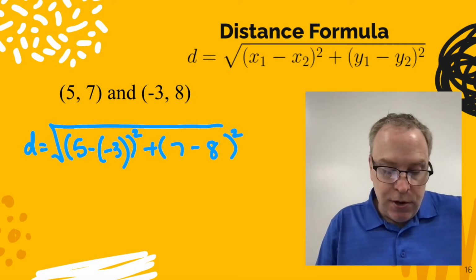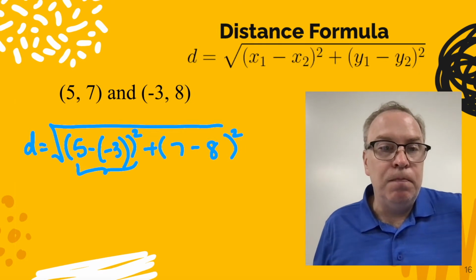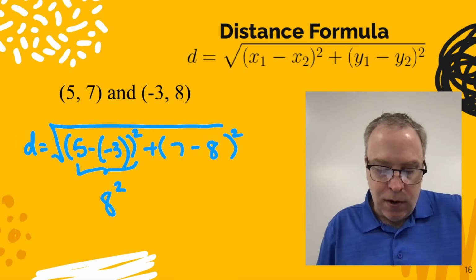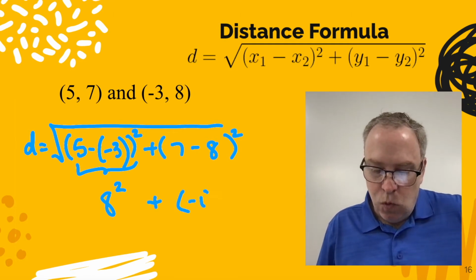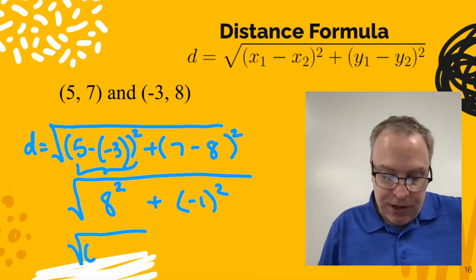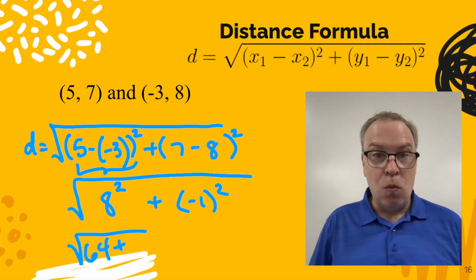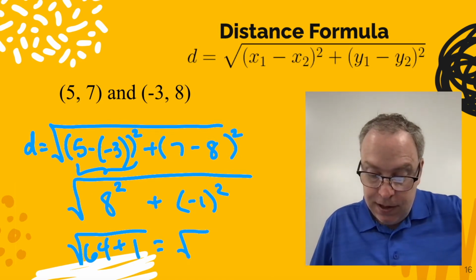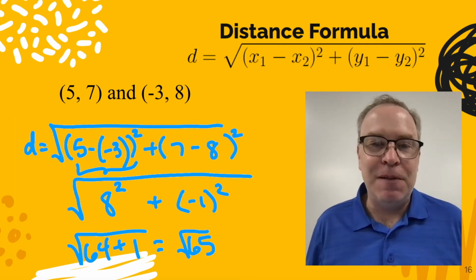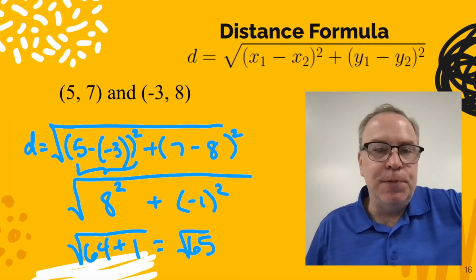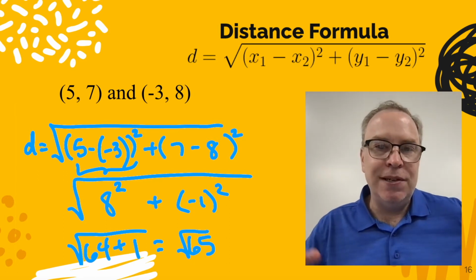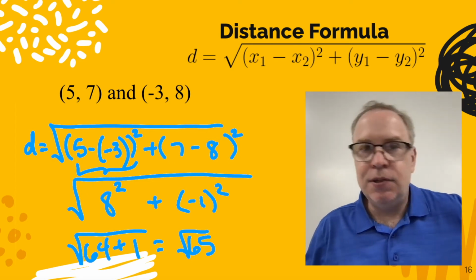So underneath the radical here, underneath the square root, what is 5 minus negative 3? That's 8, isn't it? 8 squared plus negative 1 squared. All of that is under the square root. This is going to be 64 plus 1. 64 plus 1 is the square root of 65. So strangely enough, we actually got the exact same answer as my first example. So the distance between those 2 points you would report to your teacher as being the square root of 65. If your teacher wants a decimal, go to your calculator, plug it in, and see what you get.